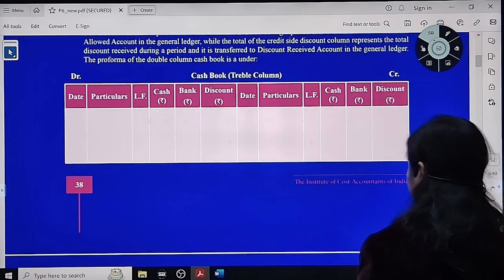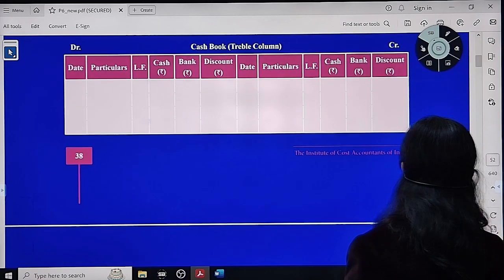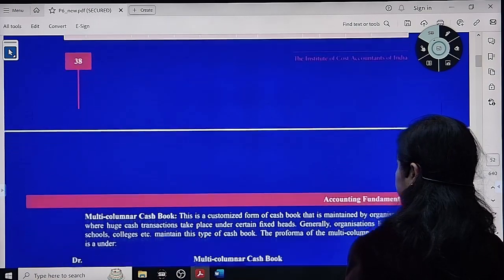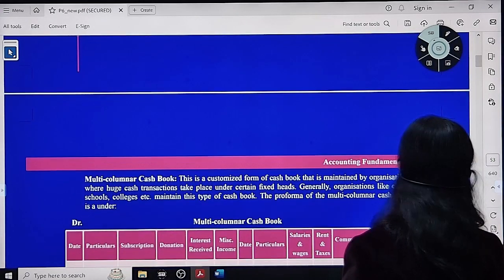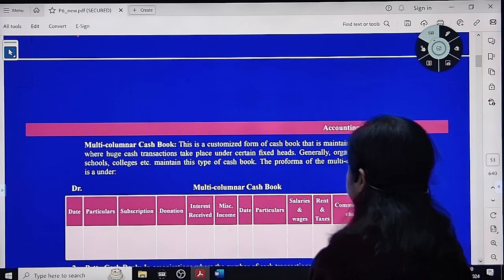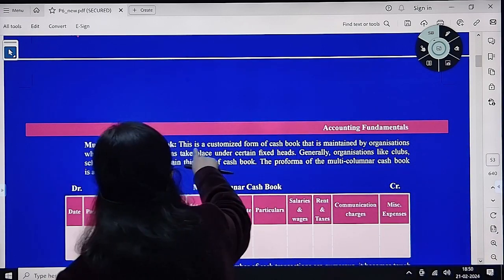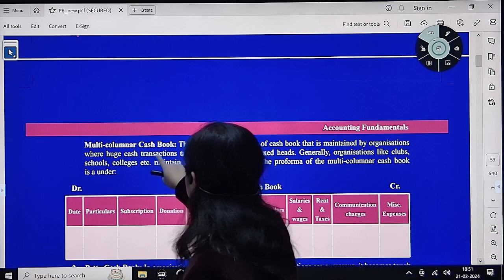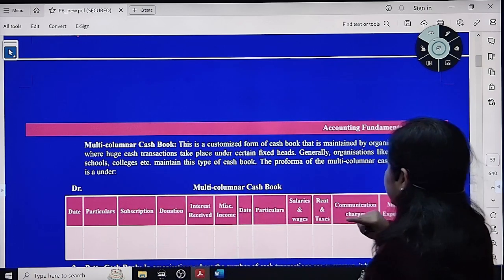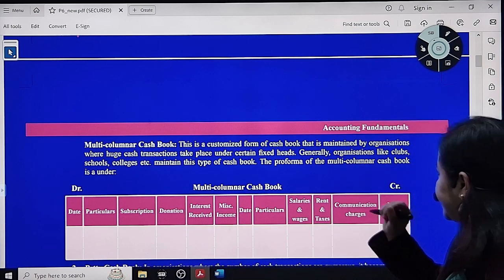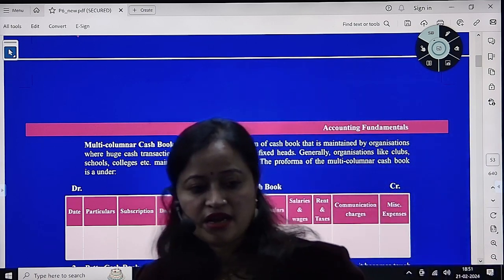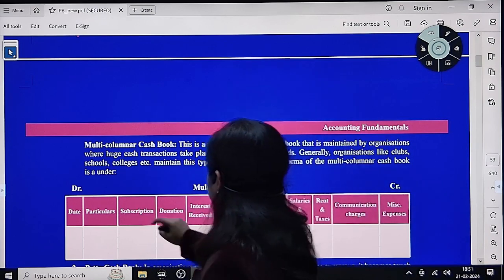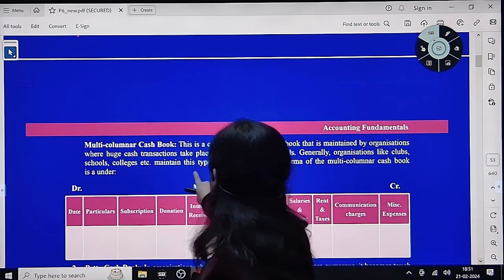Now move on to the next topic, the multi-columnar cash book. This is a customized form of cash book maintained by organizations where huge cash transactions take place under certain fixed heads. It is maintained by organizations which have many heads, like clubs, schools, colleges, etc.